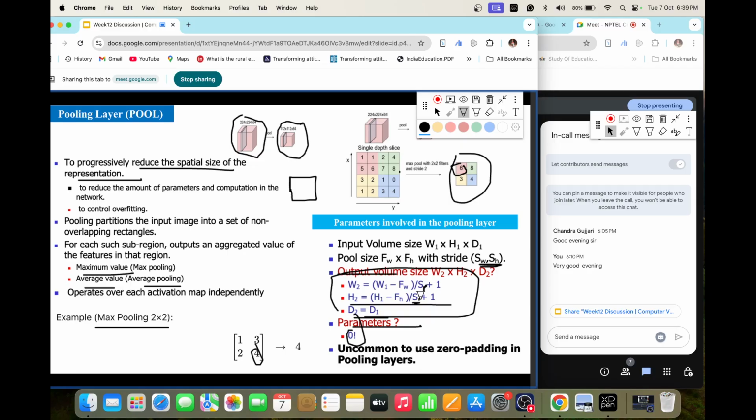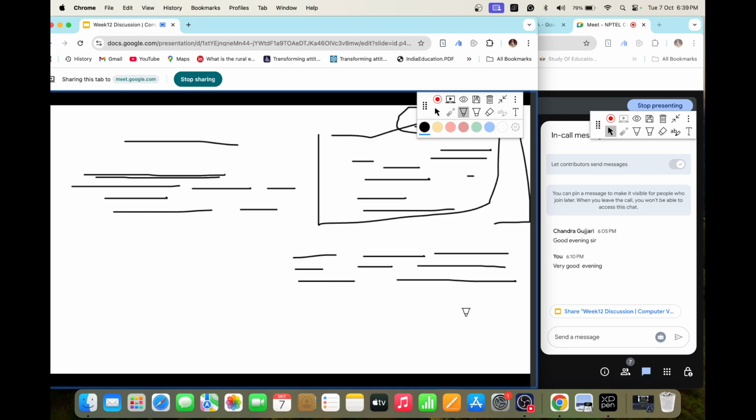Generally we use the same stride in the width and in the height. That is why S is only written over here. When we talk about a 2 cross 2 filter, we generally use a stride of 2. For example, here you can see we are just using the stride equal to 2. So that is the whole thing regarding this pooling layer.